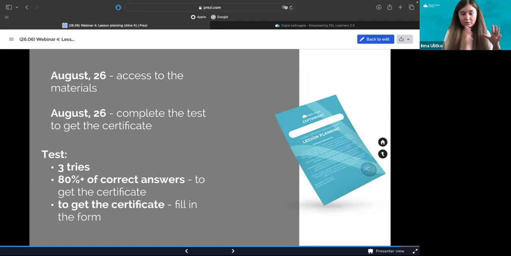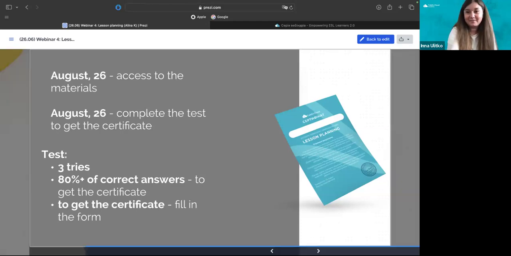So 3 steps, I would say. Look through the materials, watch the videos, then complete the test and fill in the form. And then you will be able to get the certificate.